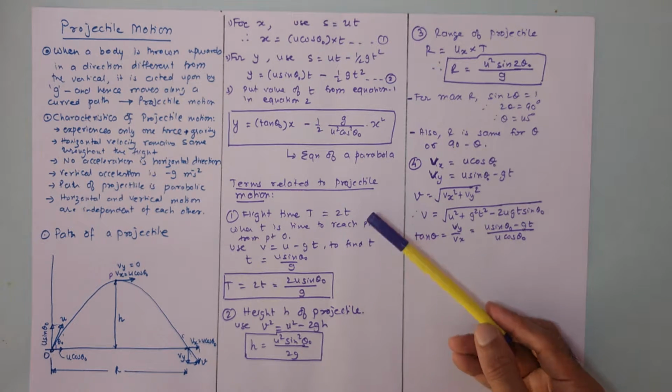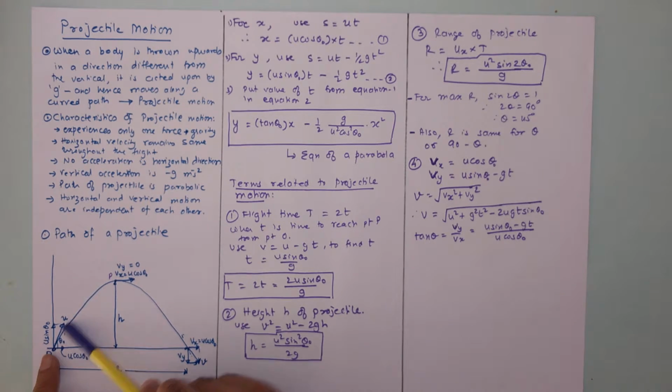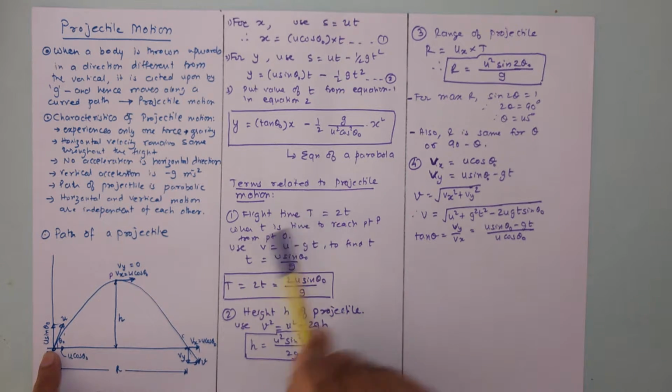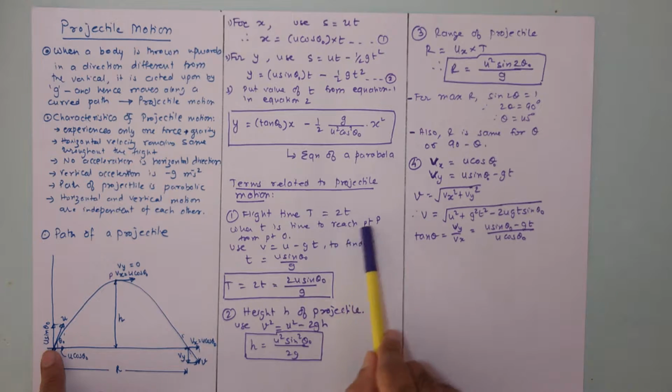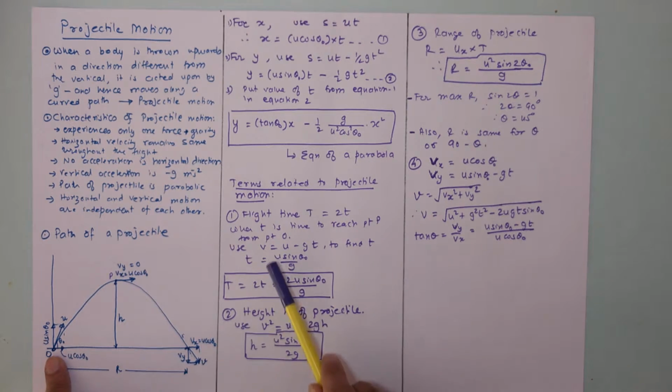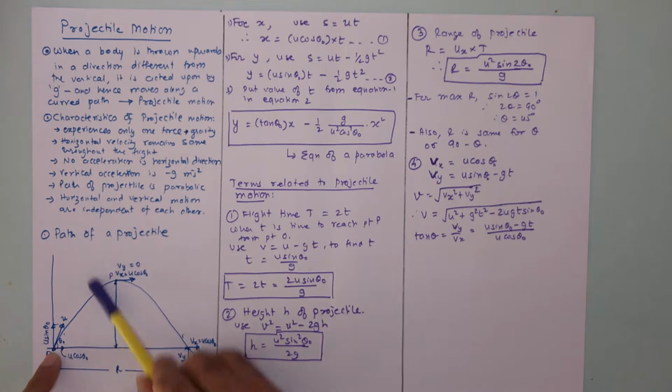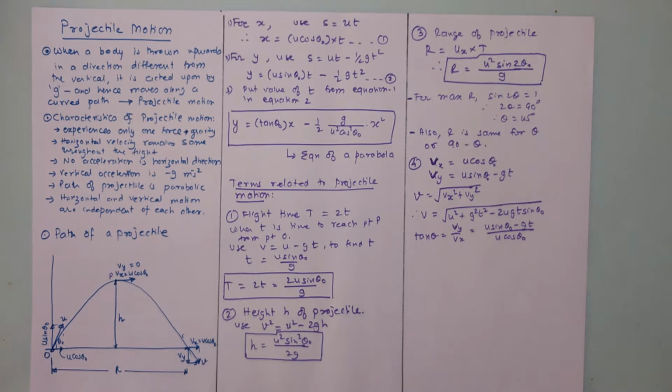Some terms related to projectile motion: flight time. The total time of flight is capital T, which will be equal to 2 times small t, where t is the time required for the object to move from O to point P. Use v is equal to u minus gt to find t. So we want to find small t. We'll look at the vertical motion, because the time is required to go up. What is the time required to go up? t is equal to u sin theta upon g. So you get the value of small t, and T is equal to 2 times t. So this is the equation for flight time, the total time for this entire journey.